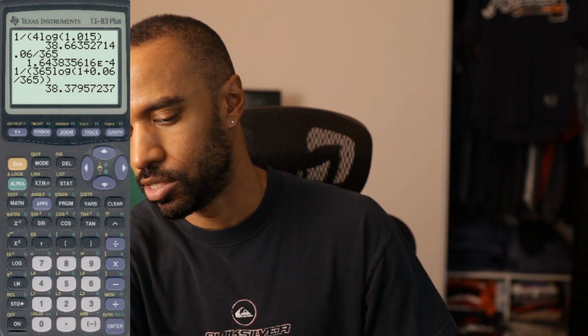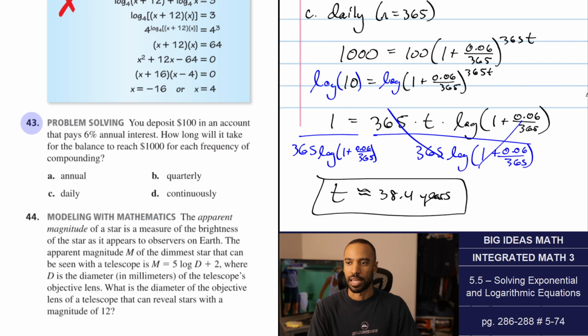I'm going to do 1 divided by, and in parentheses, 365 times the log of, and in parentheses, oh, they already have parentheses here, 1 plus 0.06 over 365. You don't have to close parentheses here, but I tend to make it look good. It's still in the 38-year range, so 38.4 years. A few months before the quarterly compounding. Is it worth it? I don't know if there's a trade-off, but that's the answer.